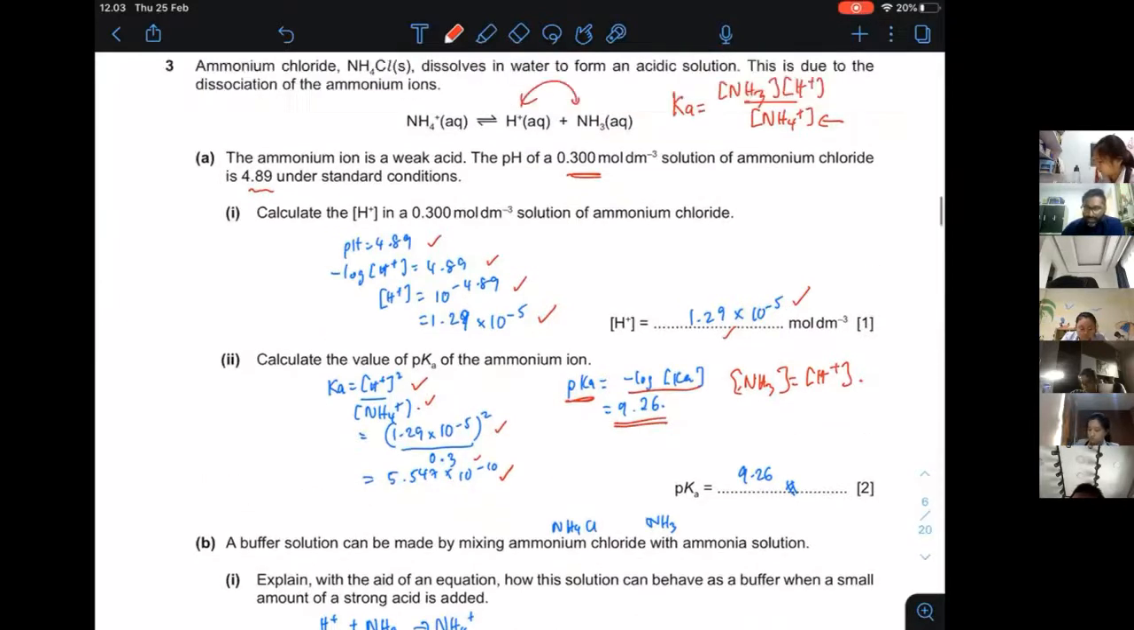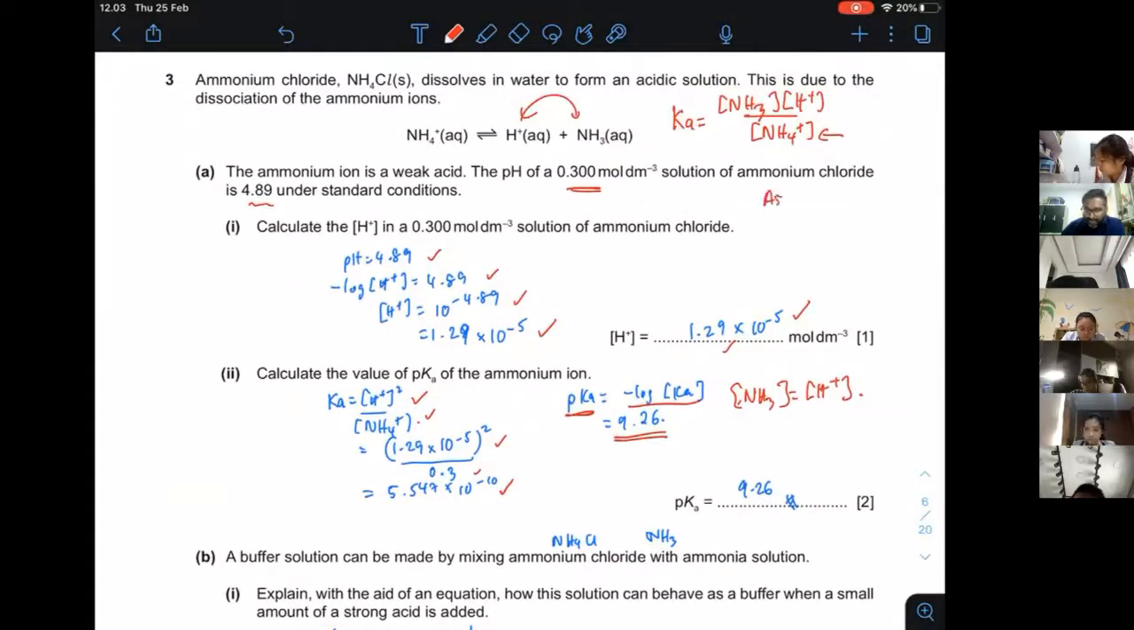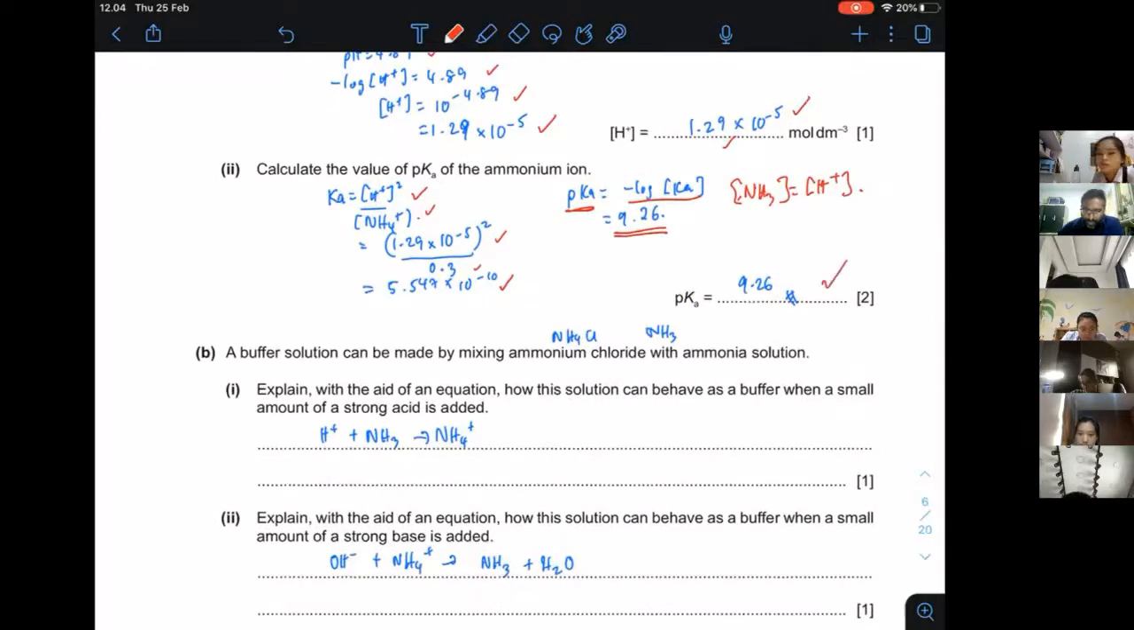Now, I want you to focus on the assumptions. Please remember this. They normally don't ask, but there is a high possibility that they will ask about this. What are the assumptions? We assume that these two concentrations are the same, and we also assume the dissociation is so little that we use the initial concentration of the ammonium ion. So that will be the assumptions. Now you calculate, and you get 9.26.